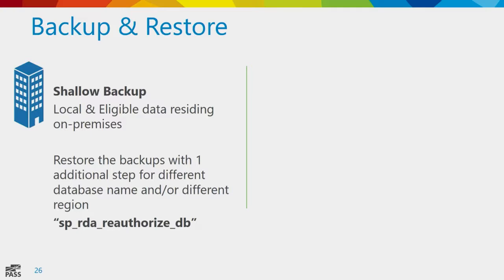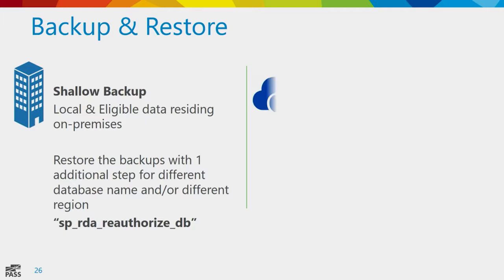Next, let's jump on to backup and restore. We have the shallow backup. When we say shallow backup, say a table has 200,000 records in your local and 800,000 records in the cloud. When you take a backup, you don't take a backup of 200 plus 800. You're taking a backup of only the 200,000 that resides locally. So that's a shallow backup, only a part of it.